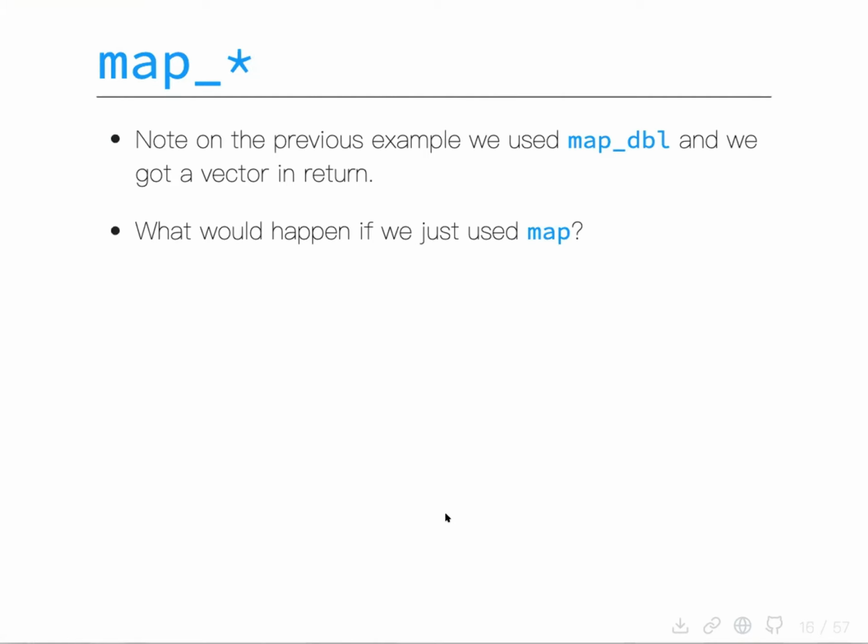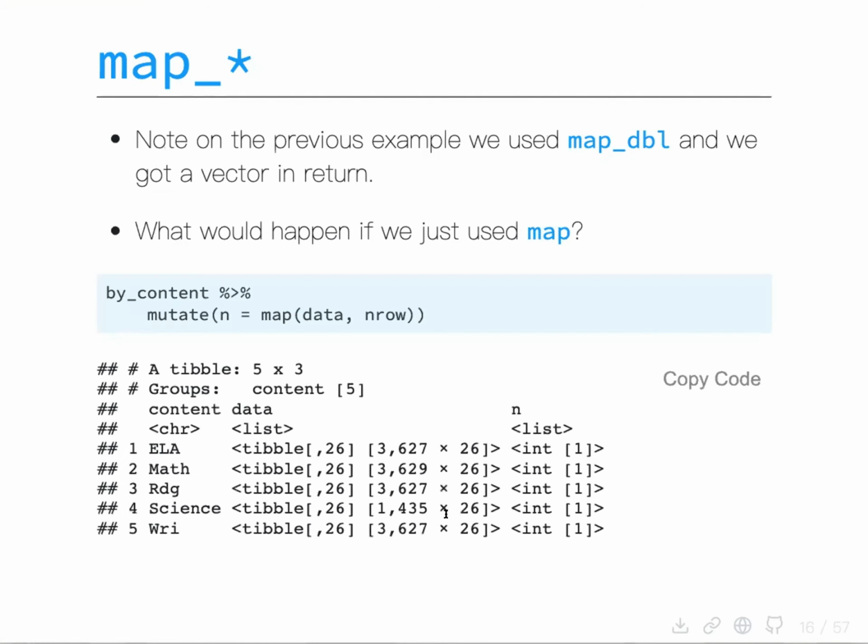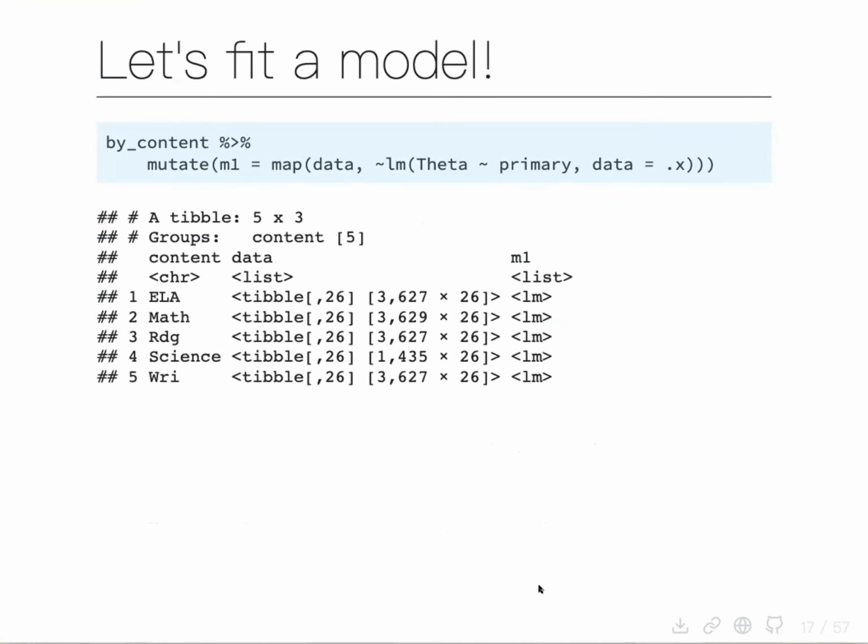So on the previous slide, I used map double, right? And I got a vector in return, and so everything looked normal. But what if we just use map? In this case, the thing I'm getting returned every time is an integer of length 1. But because I'm using map, it's still always going to return a list, right? Map is going to always, always, always return a list. So we get a list column in return if we're using map, which is not as useful in this case, right? But it is useful if we're going to fit a model.